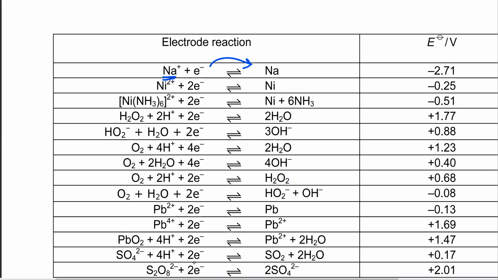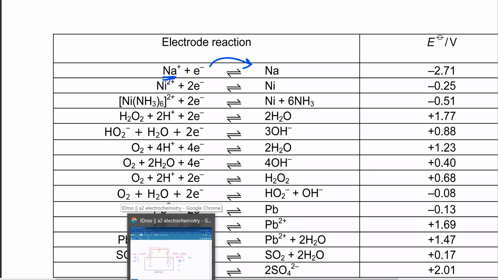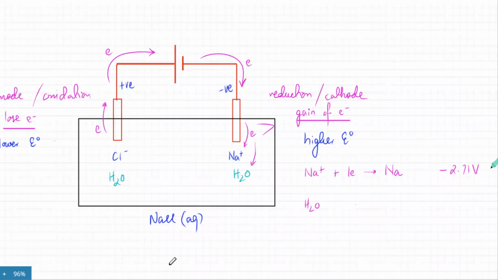So I'm going to write it as it is. It's Na+1 plus 1 electron, and it would form Na. I'm not going to add a reversible sign, because the only option available at cathode is that it's got to gain electrons, and it is minus 2.71 volts. I've written the Na+1 equation. Remember, I'm not adding any reversible sign because you don't have a choice. The only thing they could do is gain electrons.